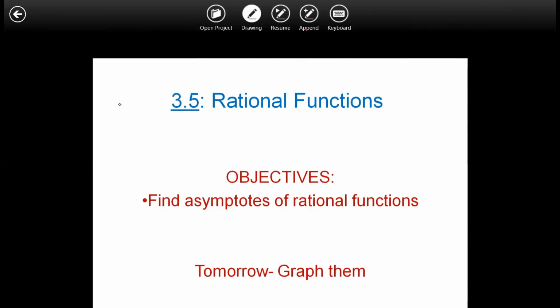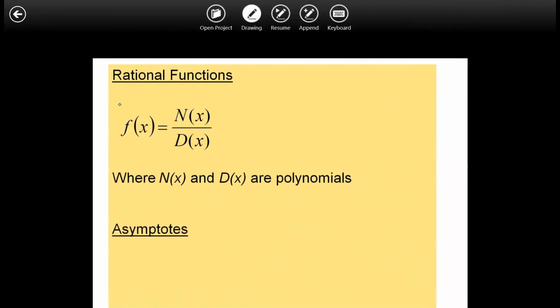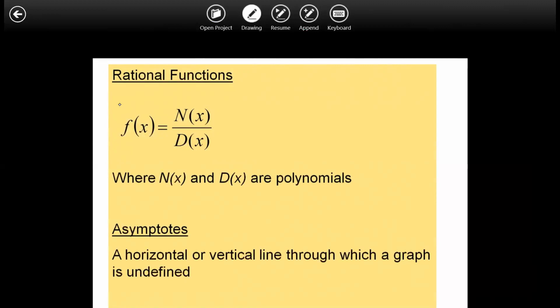Okay. Here we go. So let's talk about this. We're given a rational function. A rational function is basically two polynomials over themselves. The n of x represents the numerator, the polynomial on top. The d of x represents the denominator, meaning on the bottom. They're polynomials. An asymptote, which we got to be able to explain, is a horizontal or vertical line at which the graph is undefined, meaning the graph will never cross them. That's a basic idea of them.